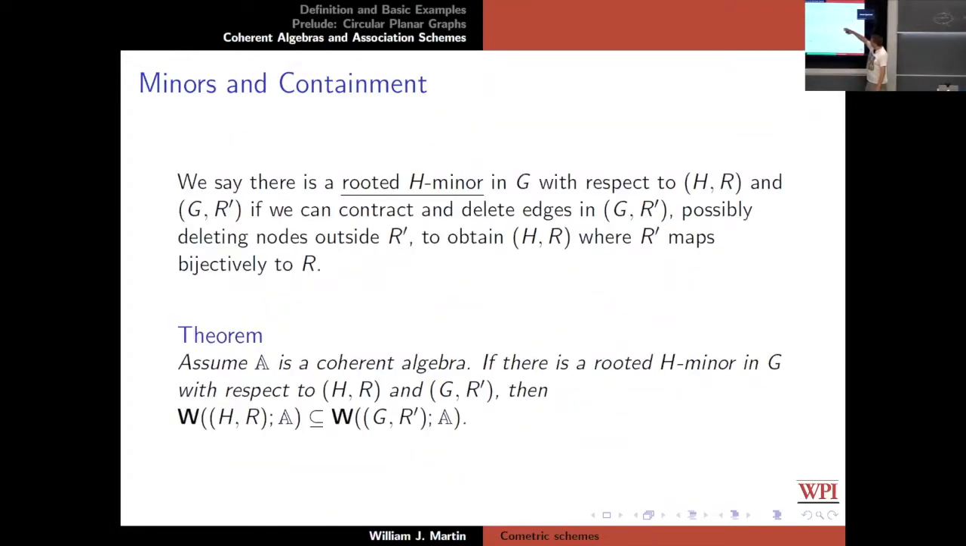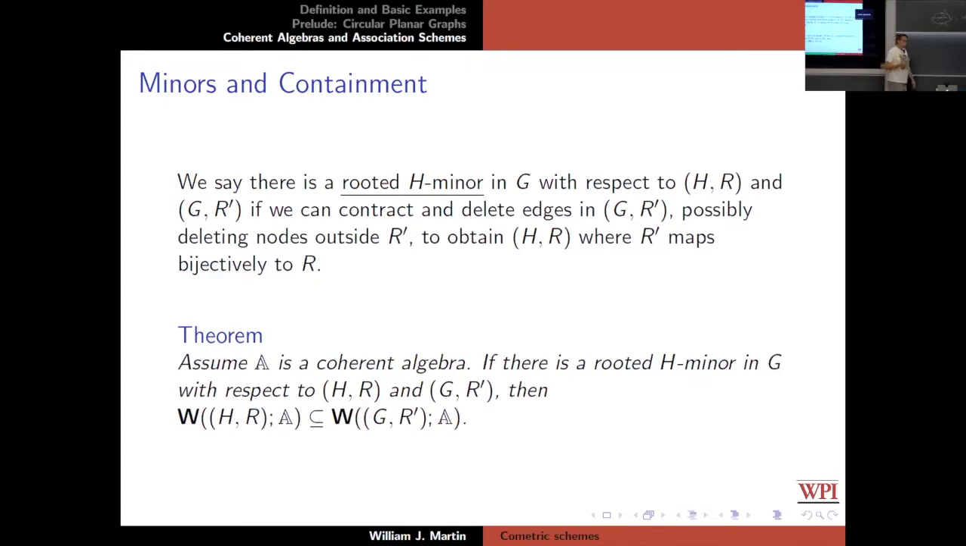So in the theory of circular planar graphs, there's this concept of a rooted minor. So we had those roots on the boundary, and we do deletion and contraction, except that we can't collapse roots. The roots have to remain distinct. Okay, so there's this idea of a rooted minor. So we say that G contains a rooted minor with respect to H and root set R, if we can contract and delete the edges of G with R prime, where R prime maps bijectively to R.